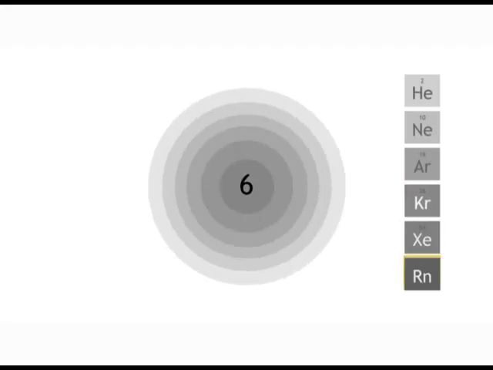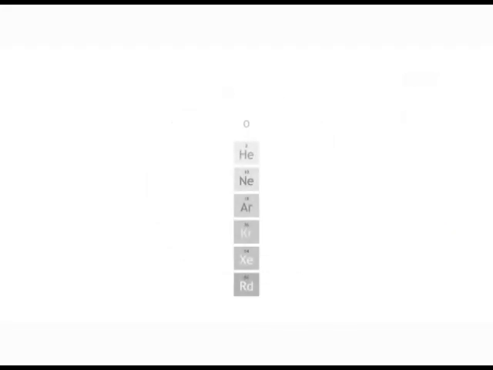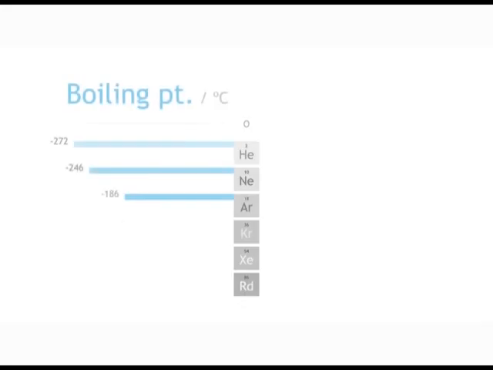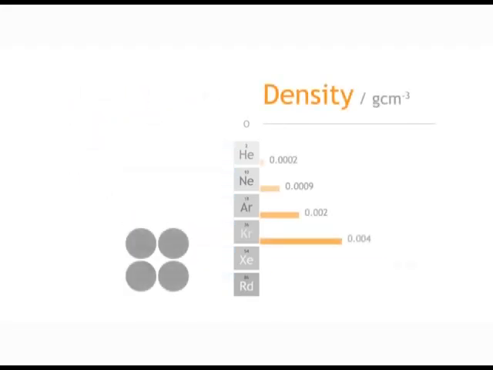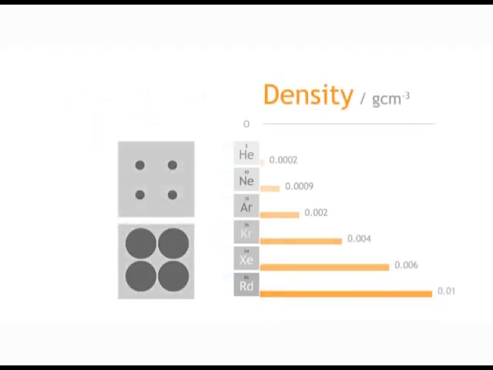Moving down the group, the number of energy levels increases by 1, and hence the atomic radii increase down the group. The size of the atom also affects its boiling point. The boiling points increase because intermolecular forces between larger atoms are greater than those between smaller atoms. Also moving down, the densities of the gases increase because larger atoms take up more space in a set volume.